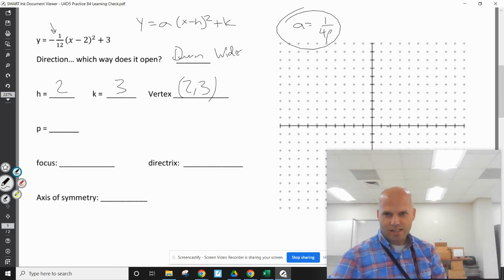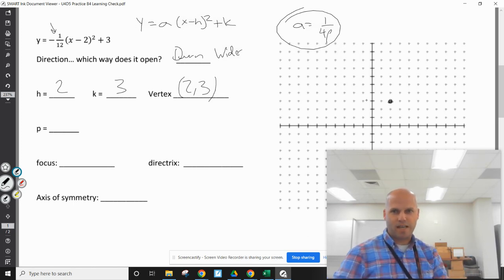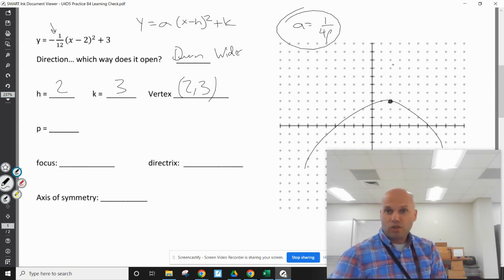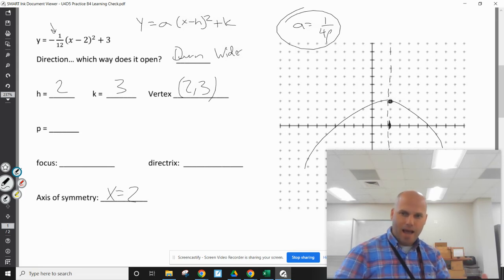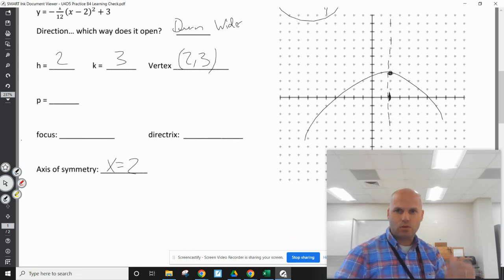Okay. Hopefully you've done the rest and you know what the answers are. (2, 3) is the vertex. It's opening down, and it's wide. We're sketching the parabola. We know it's going to be very wide. Axis of symmetry, nothing new here, guys. It's the x equals line that passes through the x coordinate of your vertex. This is x equals 2. But now let's connect this to the Greeks.